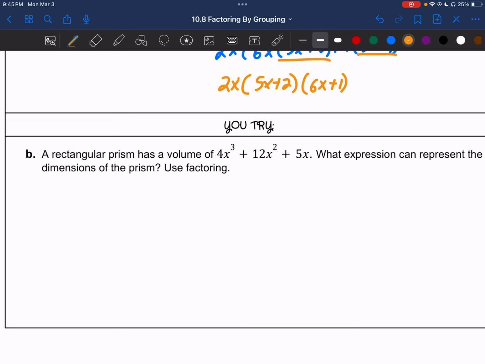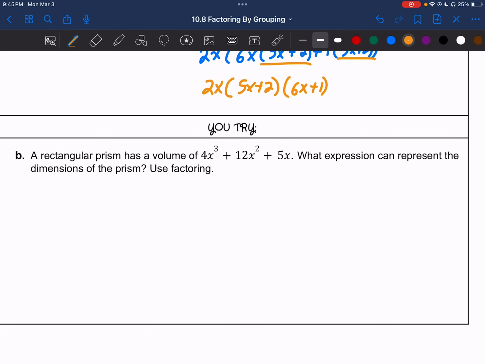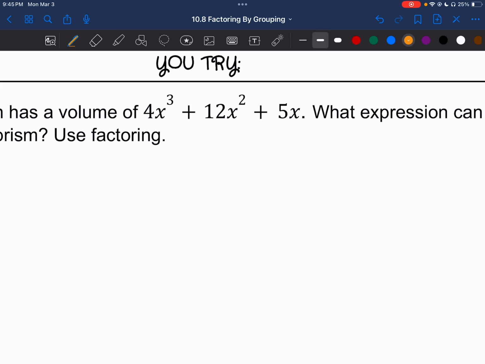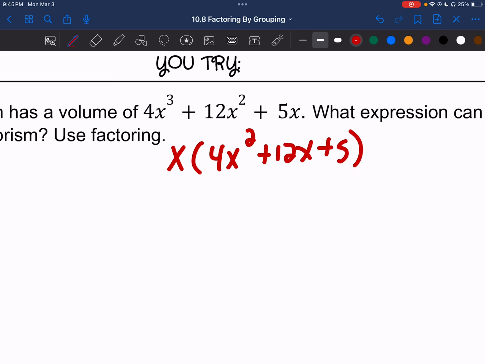You try letter B. A rectangular prism has a volume of 4x cubed plus 12x squared plus 5x. What expression can represent the dimensions of the prism using factoring? So let's start with finding our GCF. There is definitely a variable GCF because there's a variable in each term. There is no coefficient though because you have 4, 5, and 12. There are no common factors that are not equal to 1 there. So we can just bring out the x, and we're left with 4x squared plus 12x plus 5.